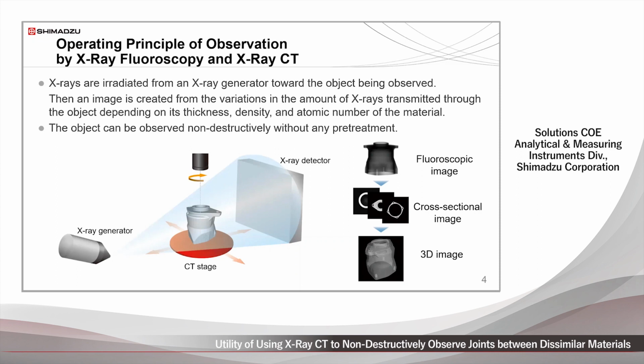Fluoroscopic images are obtained by creating images from data acquired from transmission through the object in one direction. In contrast, for CT imaging, the object is rotated 360 degrees while being irradiated with X-rays to acquire a collection of X-ray transmission data from a variety of directions. Then that transmission data is reconstructed into images to obtain several hundred or more cross-sectional images. Then the cross-sectional images can be combined to also create three-dimensional images using special image processing software.